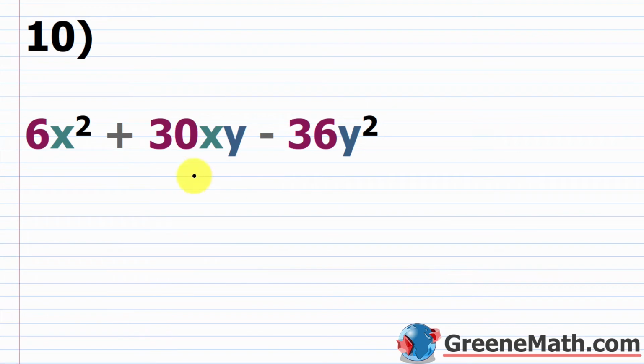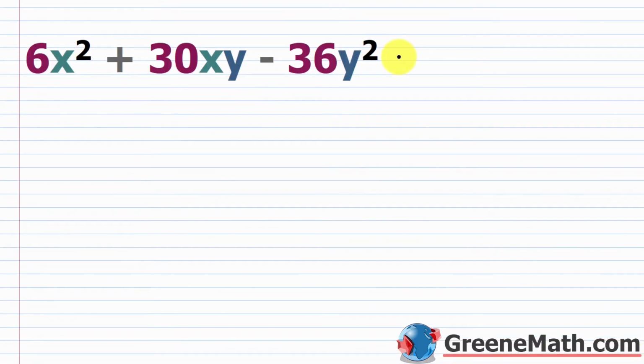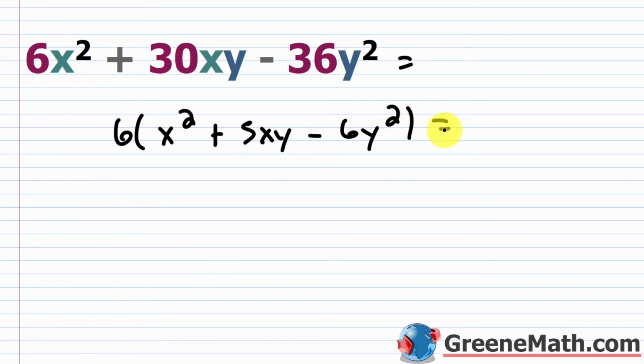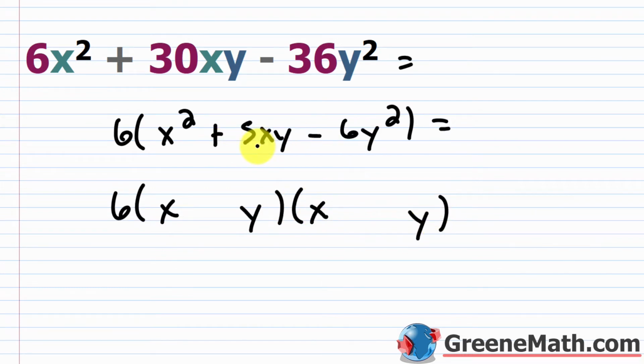Let's look at problem number 10. So we have 6x squared plus 30xy minus 36y squared. Let me scroll down a little bit and see what we got here. So it looks like I can pull out a 6, nothing else. Inside you'd have x squared plus you'd have 5xy, then minus 6y squared. And then again, I'm just going to put my 6, and then you have x here, y here, x here, y here. So again, if you get this set up with 2 variables, put your x, y, and y.